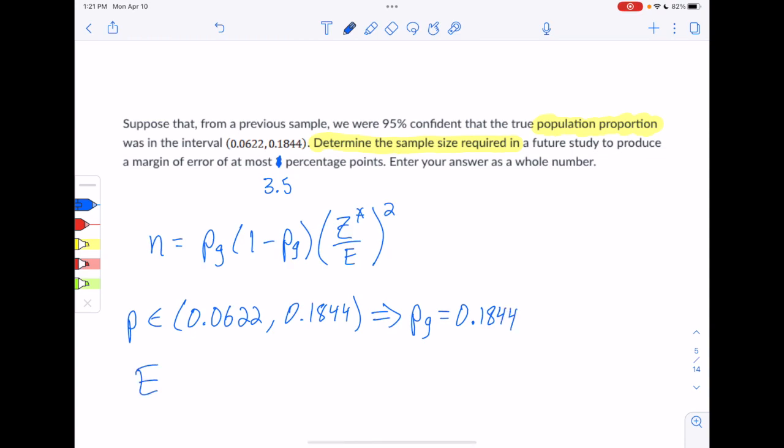The E is the margin of error that they're saying we want at most. So that was the 3.5 percentage points. But we can't enter it as 3.5. We need to convert that percentage to a decimal by removing the percentage symbol and moving the decimal 2 spots to the left. So our E is going to be 0.035.